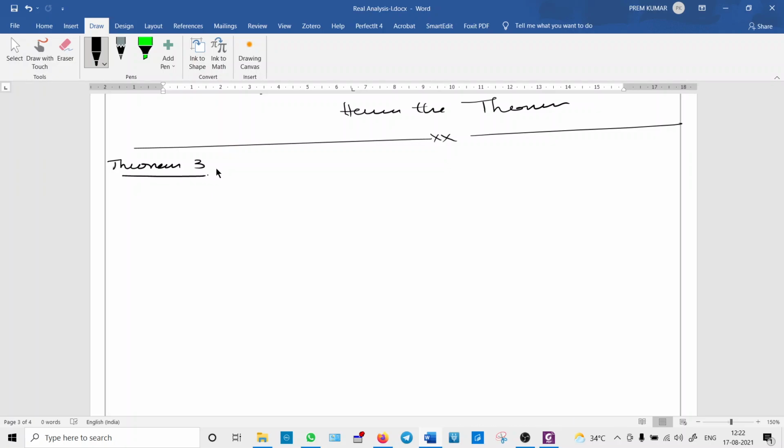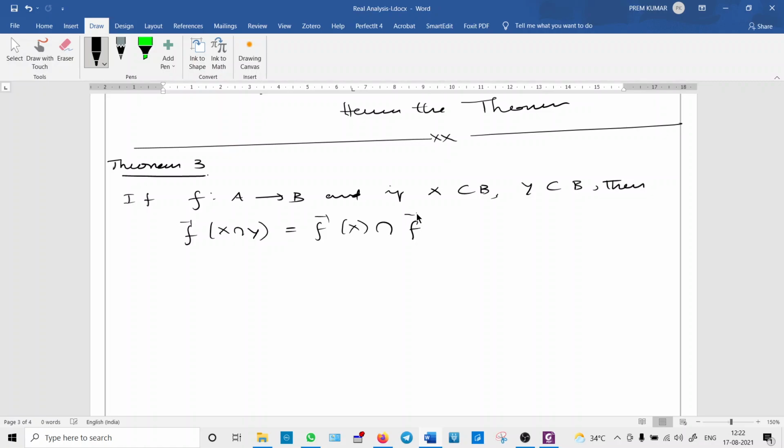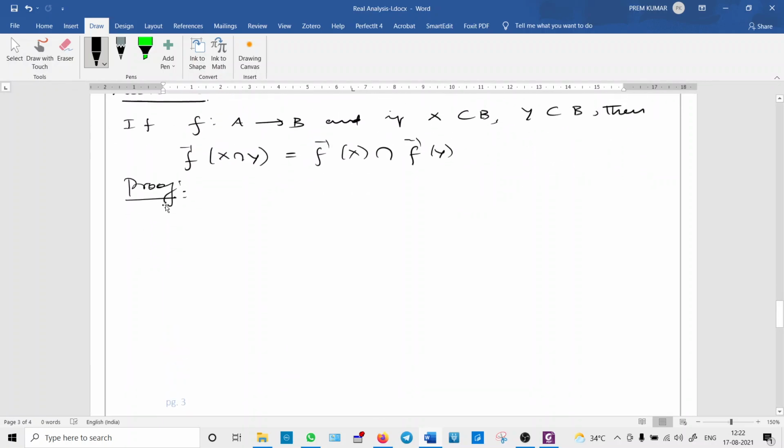Same like this, but now for intersection. That is, if f is a function from A to B and if x is a subset of B, and same as the previous theorem, y is a subset of B, then my f inverse of x intersection y must equal f inverse of x intersection f inverse of y. Same thing as the previous one, but there it is union, here it is intersection.